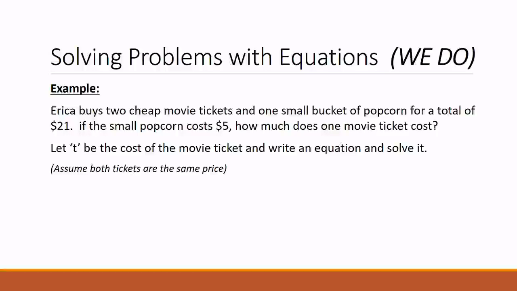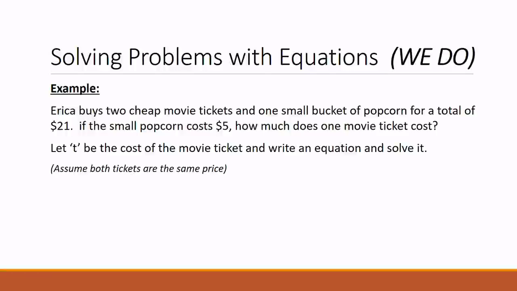Okay, so hopefully that took you a little while, and you've written down the example, you've read it, and now you've highlighted the key points. Now, just so that we're all clear, the question says, Erica buys 2 cheap movie tickets and one small bucket of popcorn, and the total is $21. If the small popcorn costs $5, how much does one movie ticket actually cost Erica? And I've also put in there that we're going to let T be the cost of the movie ticket, and what we're going to do is write an equation and solve it.